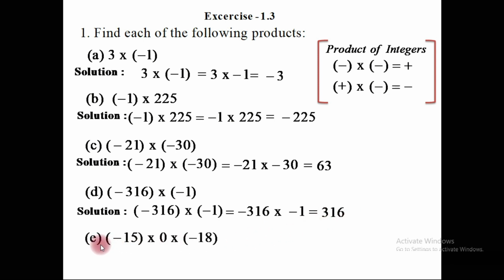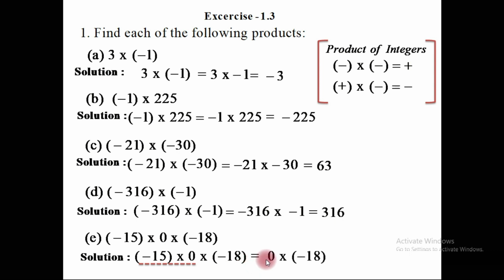Sub number E, minus 15 multiplied with 0, again multiplied with minus 18. First, we multiply the first two integers, minus 15 and 0. When any integer is multiplied with 0, we get 0. And again this 0 is multiplied with minus 18. Any integer multiplied with 0 is 0.